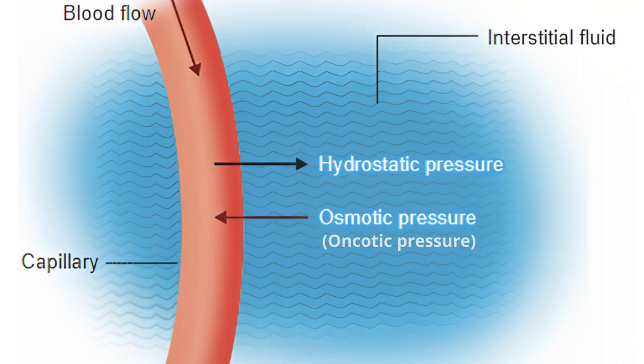Now, as a recap, hydrostatic pressure is a force that moves fluids out of the blood vessels from the high-pressure compartment, the blood vessel, to the low-pressure compartment, the interstitial fluid. Meanwhile, oncotic pressure is a force that counteracts hydrostatic pressure by drawing fluids back into the blood vessels. Proteins in the blood generate oncotic pressure by attracting and retaining water molecules.